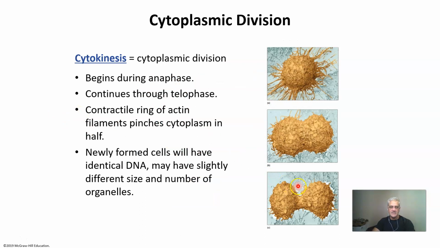Cytokinesis is not a phase, right? See, and here it says it begins during anaphase. So cytokinesis is not a phase, it's not part of the PMAT, but it is a necessary part. It begins during anaphase, continues through telophase, and eventually results in the formation of the two cells, the separation of the cell membrane of the original cell, and creates two cells.